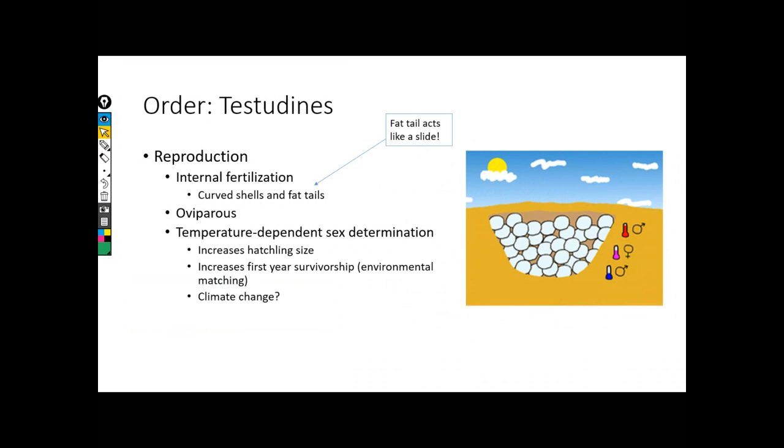Okay, reproduction for turtles. We're already pretty familiar with this, and we know it has to be internal fertilization. Everything has to be internal fertilization, right? That's a synapomorphy. We know from lab that they're using things like their tails as intromittent organs. All of our turtles are oviparous. Isn't it nice to finally have an organism that has just one mode? Well, less to remember.